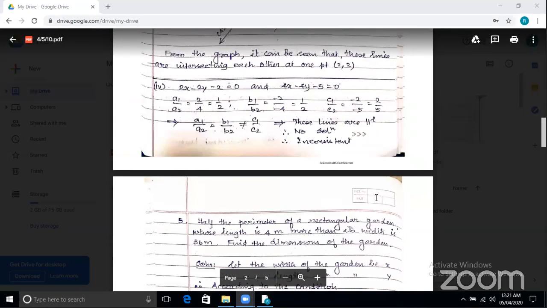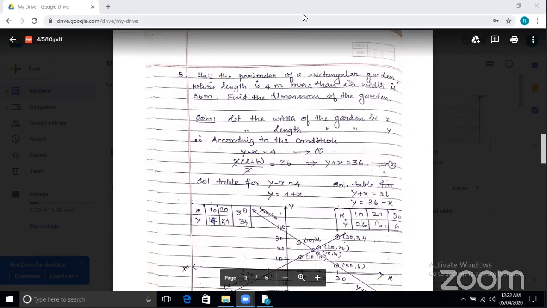Next problem is the fifth problem. Yesterday also we discussed this problem. Half the perimeter of a rectangular garden whose length is 4 meter more than its width is 36 meter. Any doubt in this? Find the dimensions of the garden.